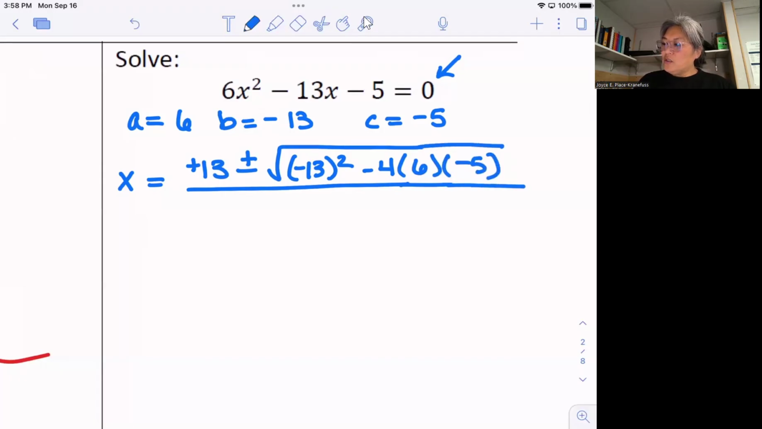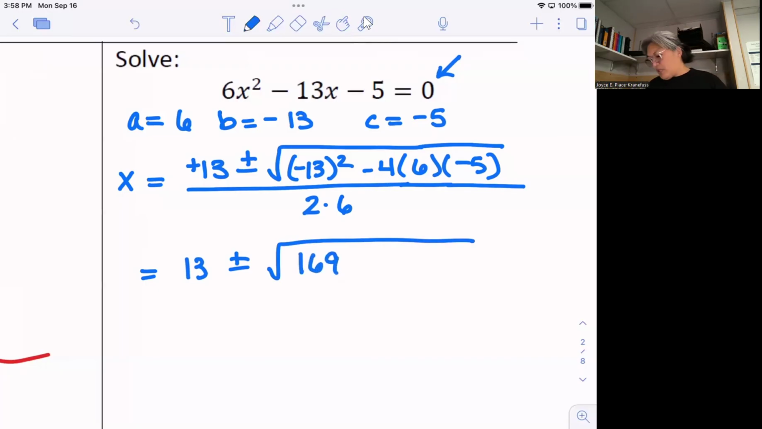All over 2 times a, or 2 times 6. So keeping a line, positive 13 square root. Negative 13 squared is positive 169. If you put the negative into your work without the parentheses, then there's a high likelihood that you got negative 169 and then you had issues.